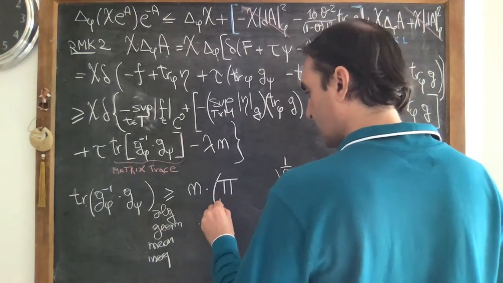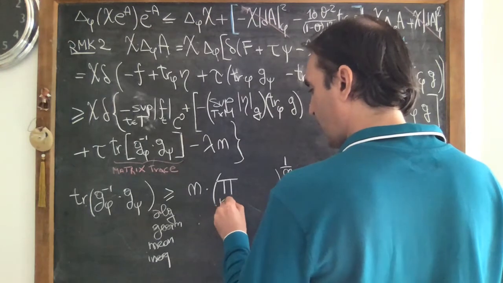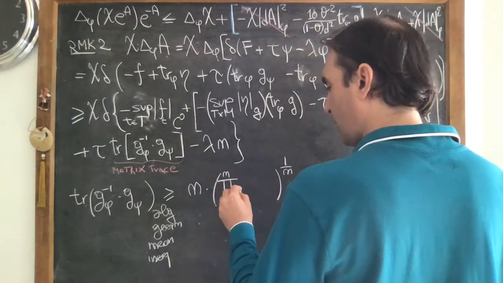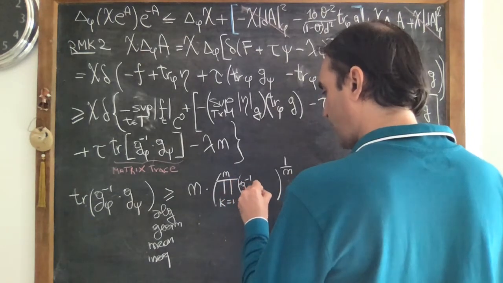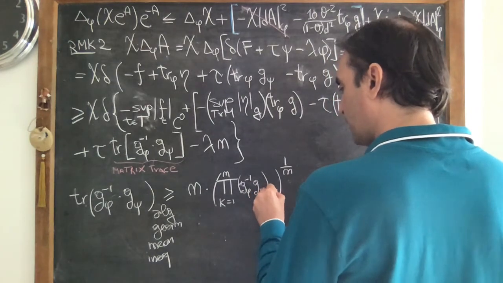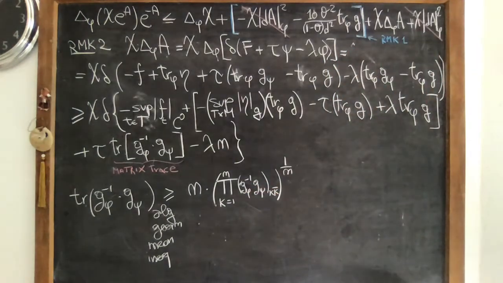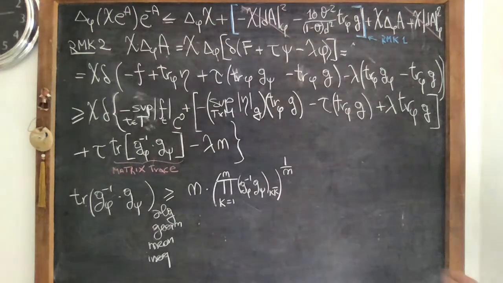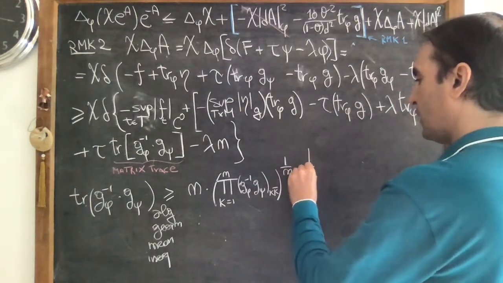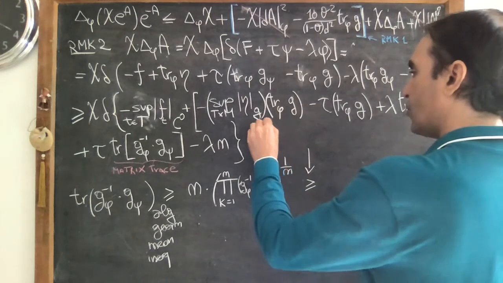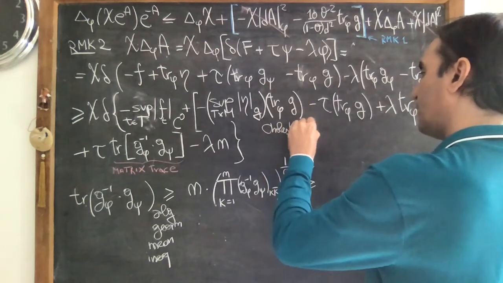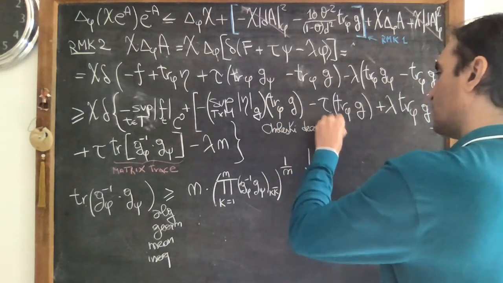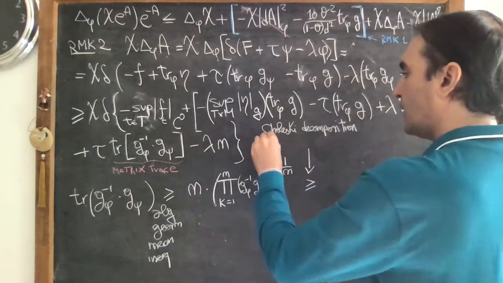So we can write the product for k from 1 to n of phi to the minus 1 psi, psi kk. So the elements in the diagonal. Next, here is needed the combination of the Cholesky decomposition plus the Hadamard inequality.